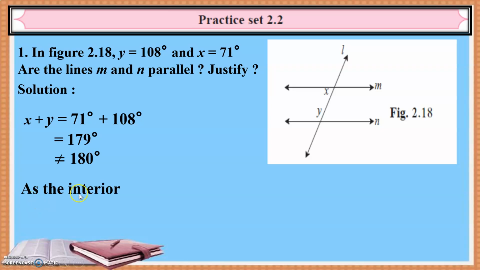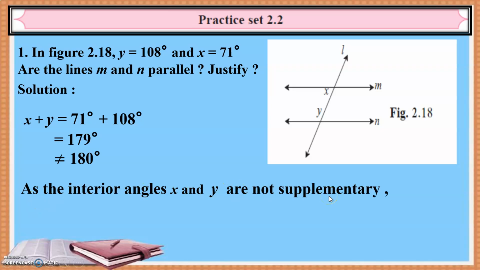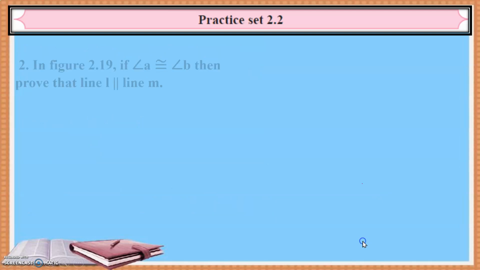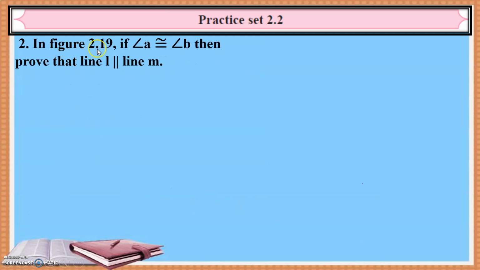So we write this statement as the interior angles x and y are not supplementary, line M and line N are not parallel to each other. Clear, students? You have to copy this again in your notebook. Let's go to the next question. Second question. In figure 2.19, if angle A is congruent to angle B, then prove that line L is parallel to line M. So let's have the figure.